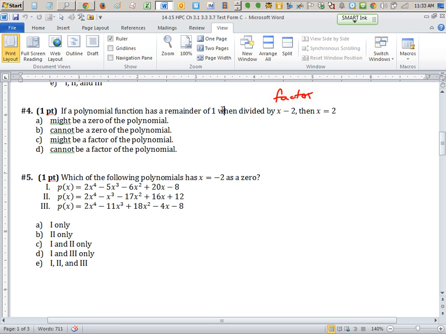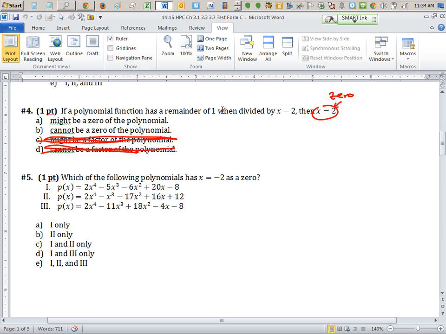I'm asking you about x equals 2. X equals 2 is the 0 for the factor x minus 2. See? So it can't be anything that says factor. X equals 2 is not a factor. X plus 2 is a factor. X minus 2 is a factor. See? Okay.